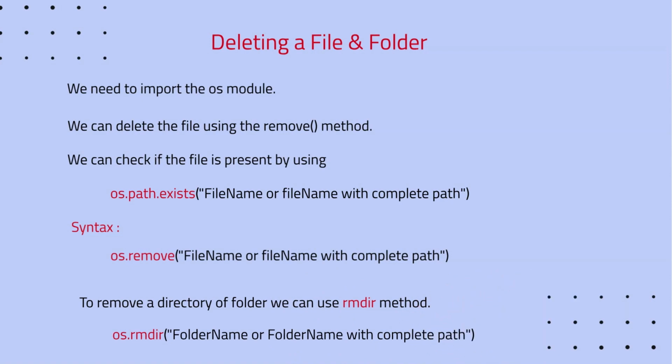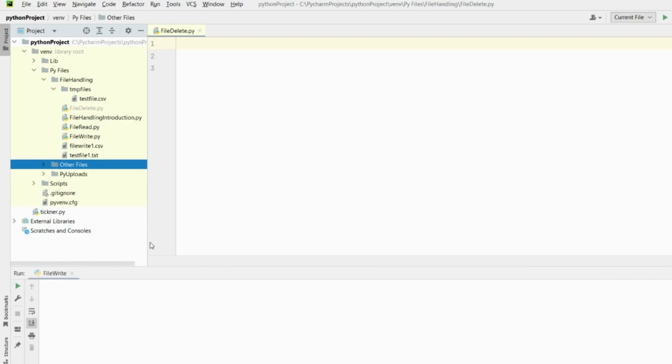A folder or directory can be deleted only when there is no file present in the directory. If the directory is not empty, it will throw an error message. Let's test the deletion of a file or directory using a program.